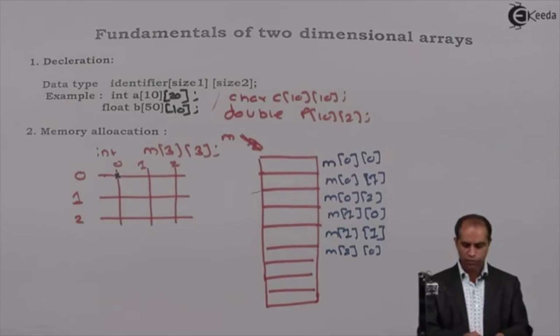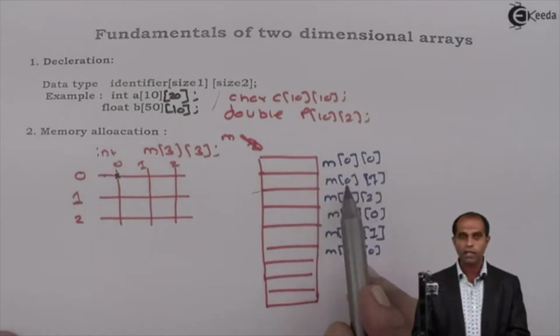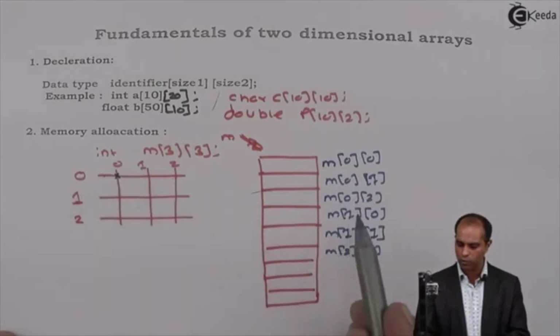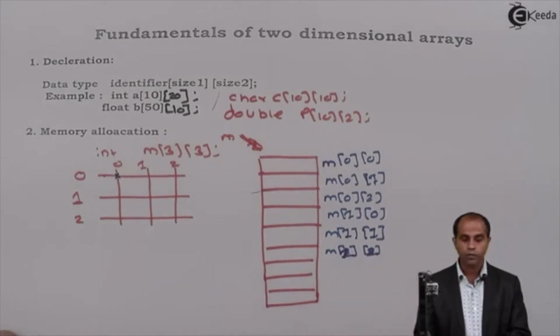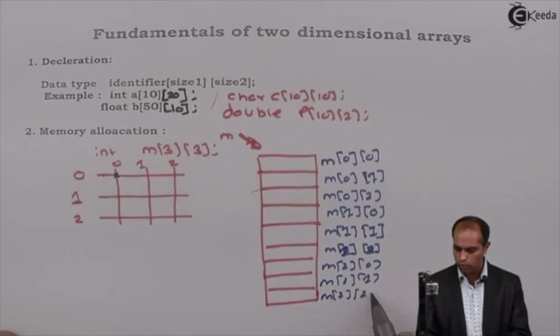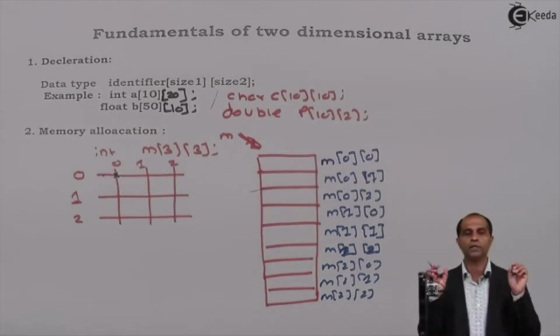So here we were writing the indexes of these numbers. Let me continue with the index format. I'll have the first number as m of 0, 0, the second as m of 0, 1, the third as m of 0, 2. So 0, 0, 0, 1, 0, 2. Next is 1, 0, 1, 1, and 1, 2. Now the next locations will be m of 2, 0, m of 2, 1, and m of 2, 2. We have visualized this as a matrix, but internally it is not a matrix, it is a set of locations.